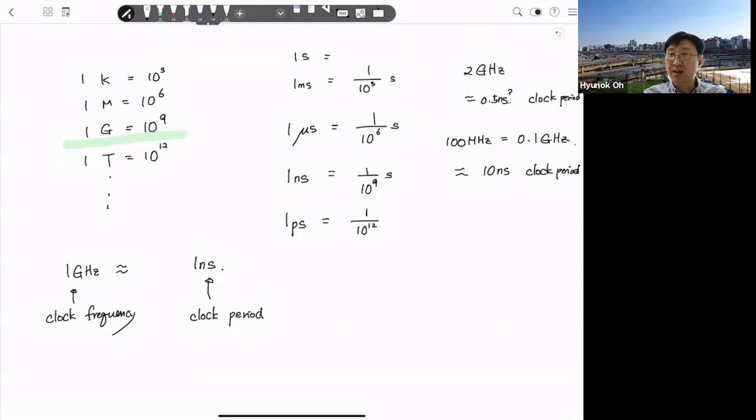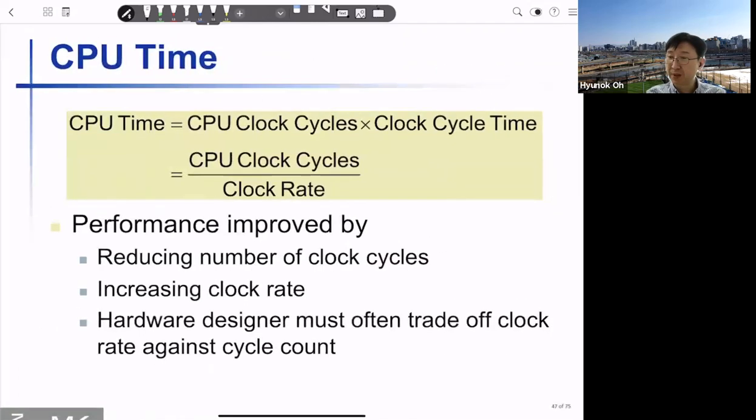Okay, so that's the clock hertz. Clock is kind of a heartbeat. The processor is working based on this clock. If the clock frequency is high, then it can do more work per second. So CPU time is totally based on these clock cycles.